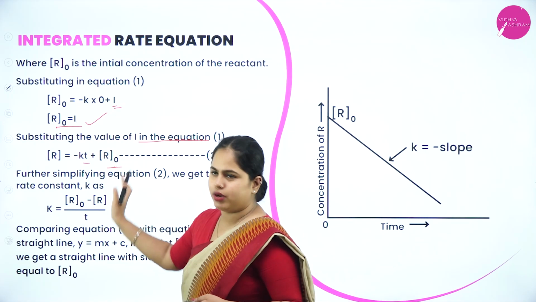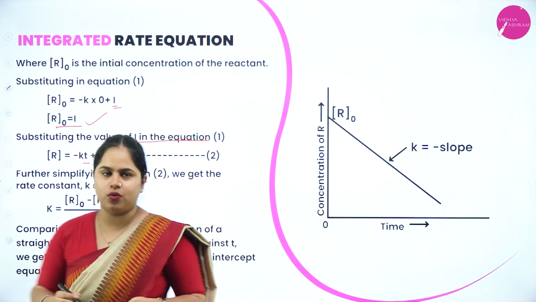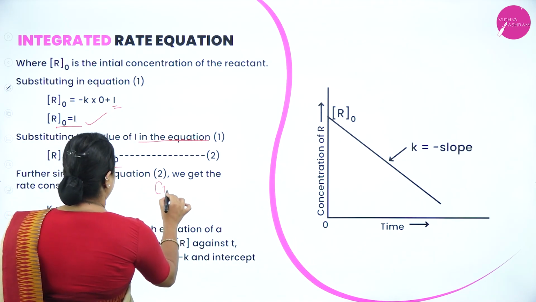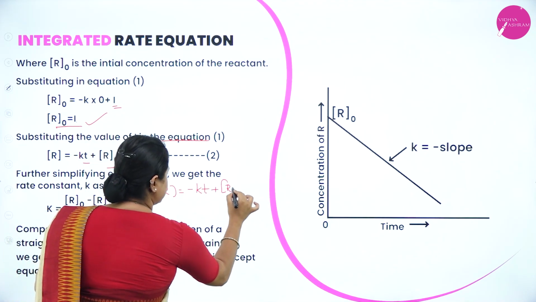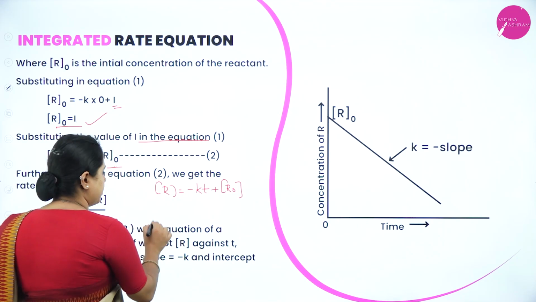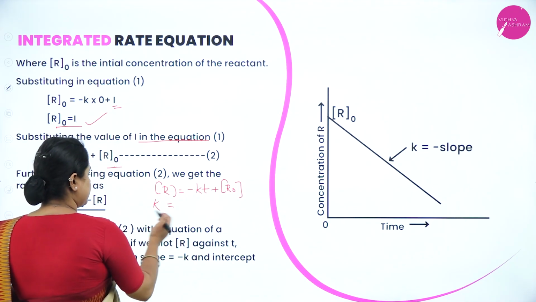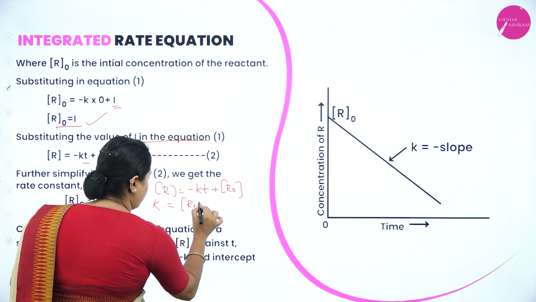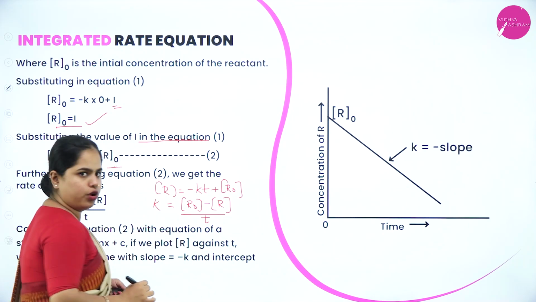That is, we are just going to rearrange this. We need it in terms of rate constant K. So you have the equation as R is equal to minus kt plus R0. This is the equation you are having. So I need it in terms of K. I am going to keep the K as it is. What I am going to do, I am going to bring this here. So you will have R0 minus R divided by T.